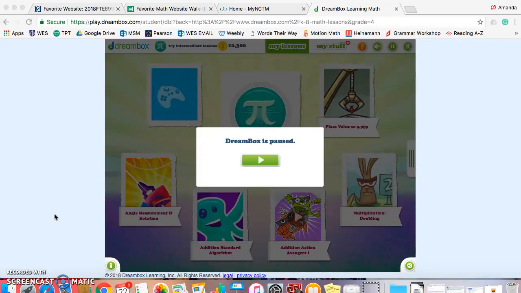Dreambox isn't a free math website, it's a paid for subscription that schools can get for multiple grade levels of students. When I was a Title I math coach in Northern Virginia, we had this for every student in kindergarten through fifth grade. But what I love about Dreambox and what makes it really unique is that it's completely targeted for the needs of each individual student.